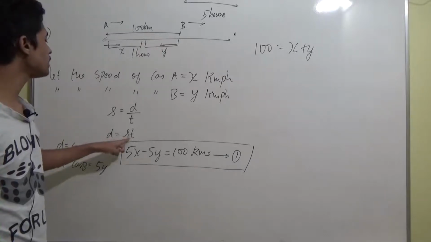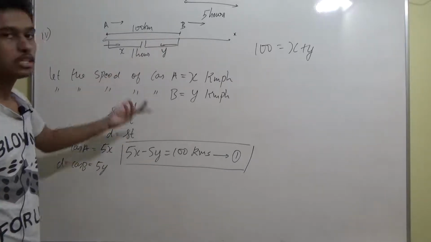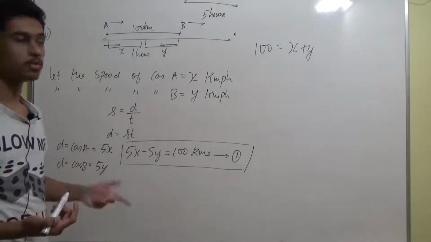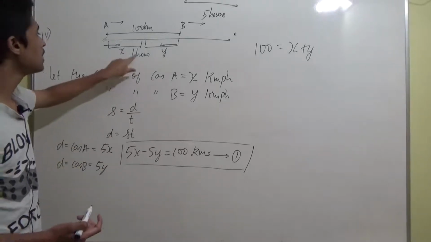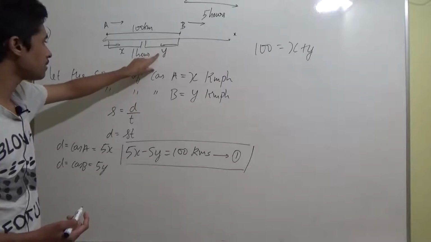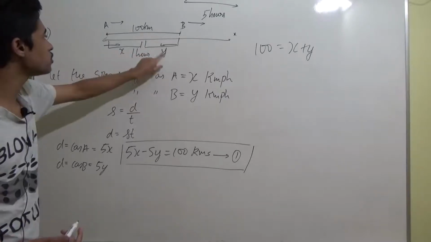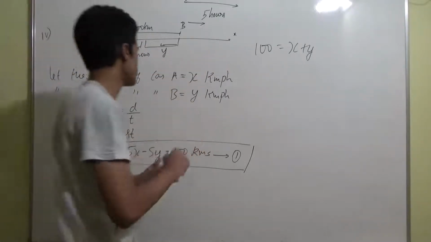Also, distance equals speed into time. Here the time given is 1 hour, and 1 multiplied by any number gives you the same number. So x multiplied by 1 is x and y multiplied by 1 is also y. So x plus y should give you 100. So that's the second equation which you get.